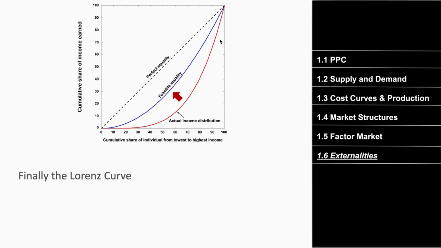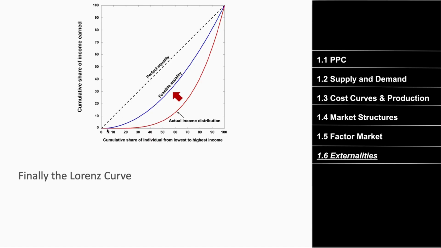Then let's say feasible equality. Perfect equality is very unrealistic. Let's say there's feasible equality. That means that it's kind of like this, almost like a banana. Then the actual income distribution of the United States kind of looks like that. The way you calculate the Lorenz curve is the difference between perfect equality and feasible equality. So here, it would be the total area of this area right here, the difference between perfect and feasible.